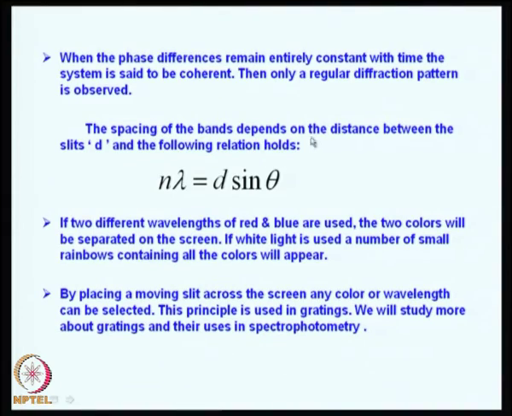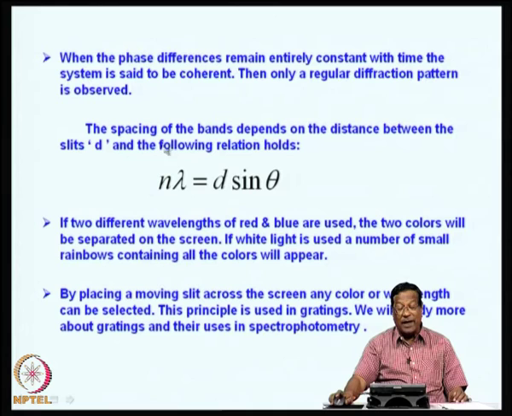Now, this diffraction occurs when the phase differences remain entirely constant with time, and the system is said to be coherent. Then only a regular diffraction pattern is observed. The spacing of the bands depends upon the distance between the slits, d, and the following relation holds good: n lambda is equal to d sin theta. This is a very famous equation, and you should not be forgetting it in your entire career if you are undergoing this course.